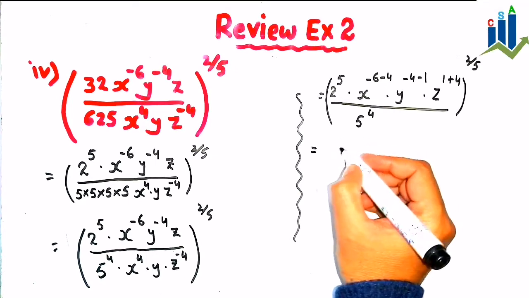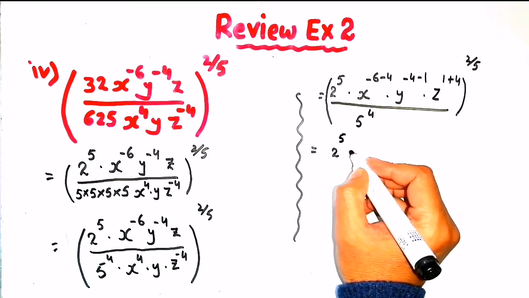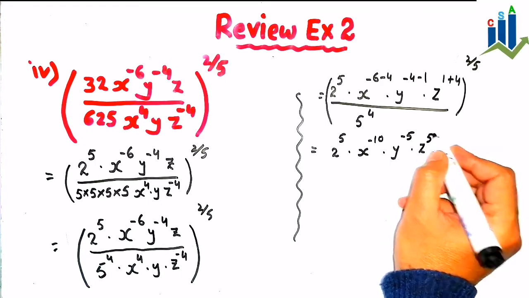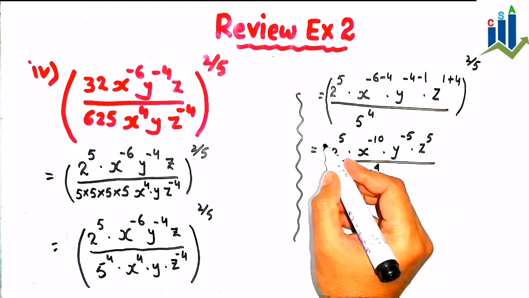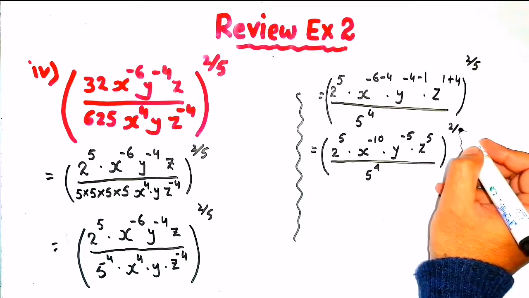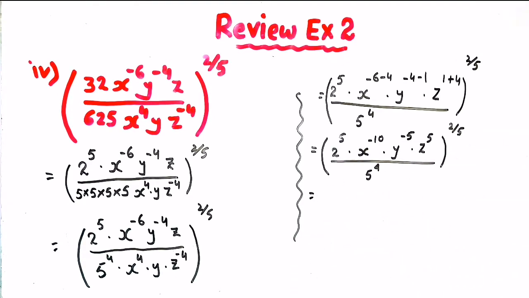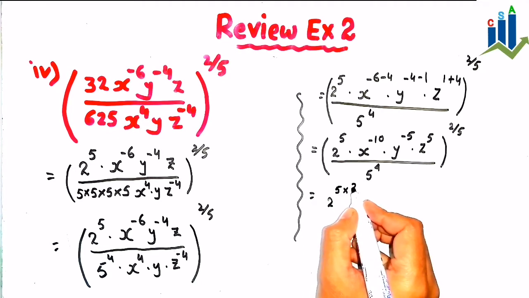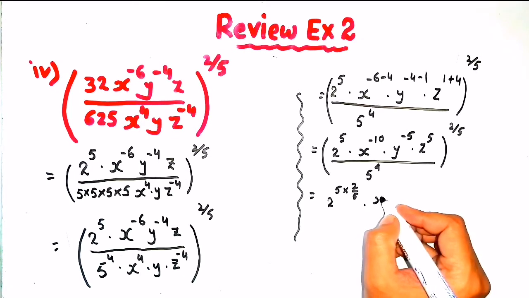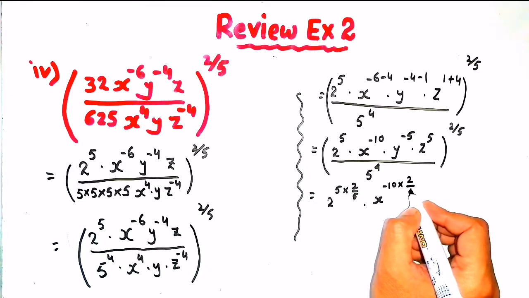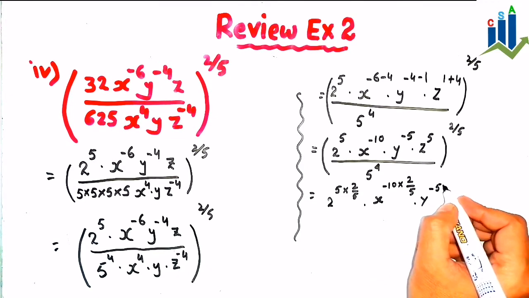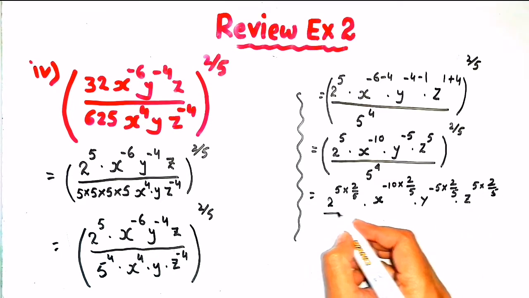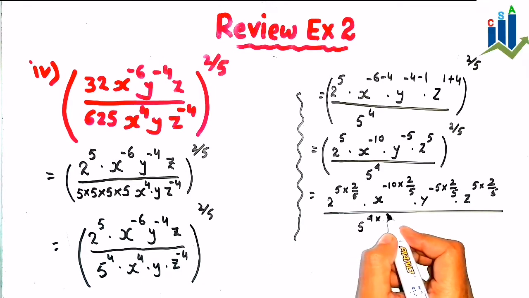Now it will become 2 raised to power 5, x raised to power minus 10, y raised to power minus 5, z raised to power 5, and 5 raised to power 4, whole power 2 by 5. Now 2 raised to power 5 multiplied by 2 by 5, x raised to power minus 10 times 2 by 5, y raised to power minus 5 times 2 by 5, z raised to power 5 times 2 by 5, 5 raised to power 4 times 2 by 5.